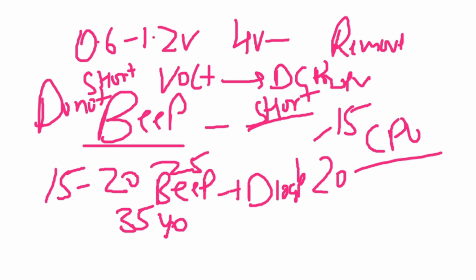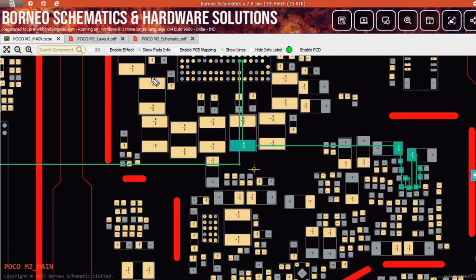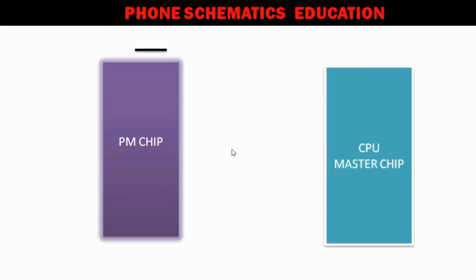So let's see this in a diagram so you can better understand. For this we make a diagram. In front of you there is a diagram: a power IC and a CPU. I will tell you how these lines work.